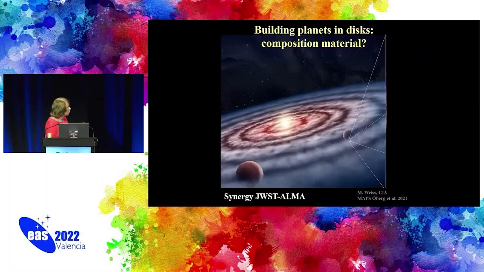Good, so building planets and disks, what is the composition of the material? Well, ALMA is doing the outer disk.